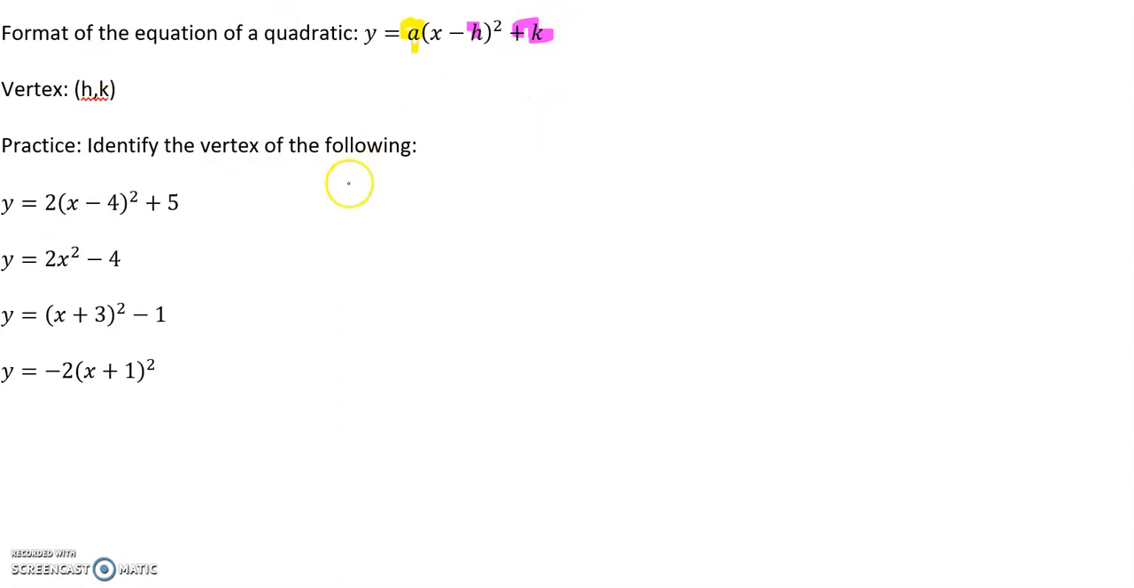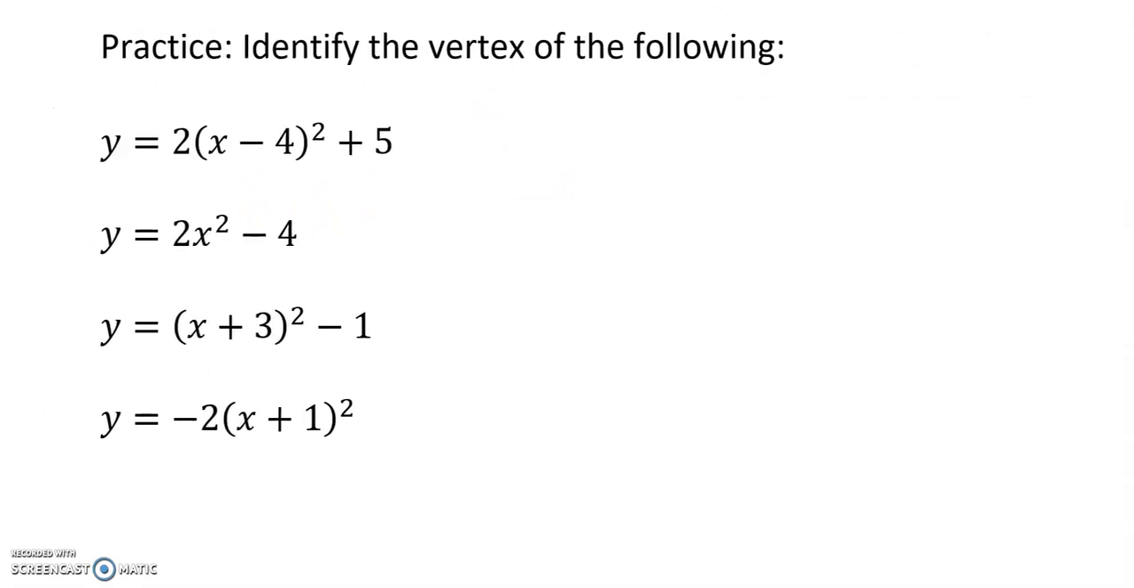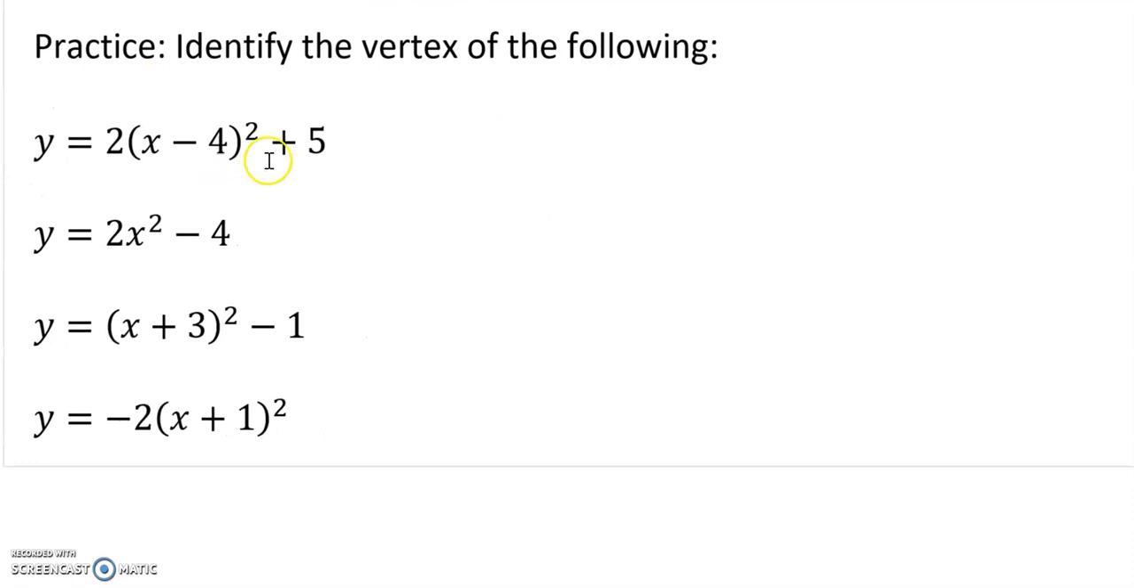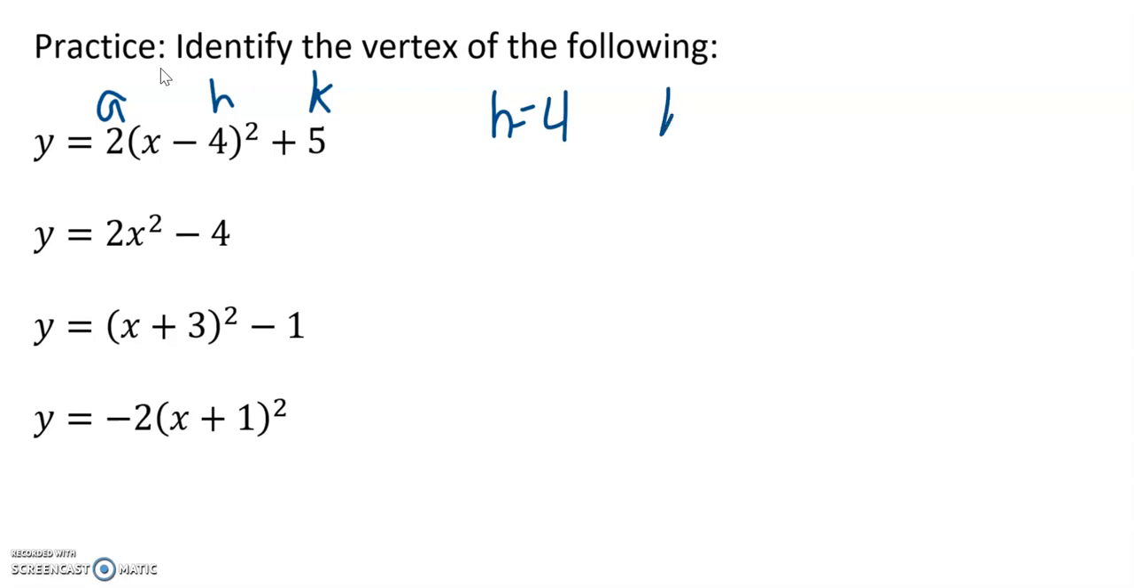So if we look, we can figure out the vertices of our four quadratics over here. So if I notice, I'll know that this is A, this is H, and this is K. Remember, H, the negative sign is actually part of our formula. So in this case, H is a positive 4 and K is positive 5. So our vertex is 4, 5.